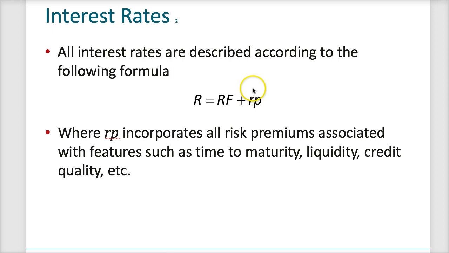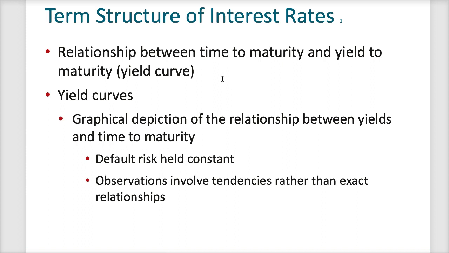So the RP, this risk premium, is going to be associated with the time, the maturity of the bond, the liquidity of the bond, and the credit quality of the bond, and that's all going to be built into this risk premium. So this is a premium for risk that we think the bond could be facing in the future, and we need to add that to the risk-free rate to get our required rate, or the rate of return, on the bond.